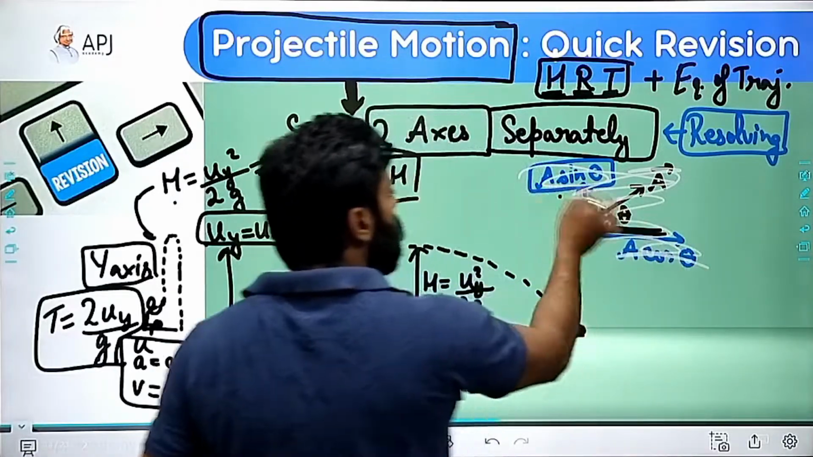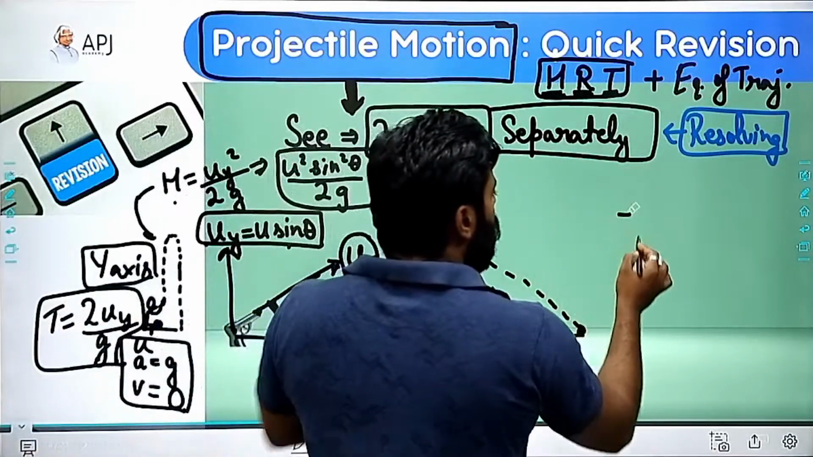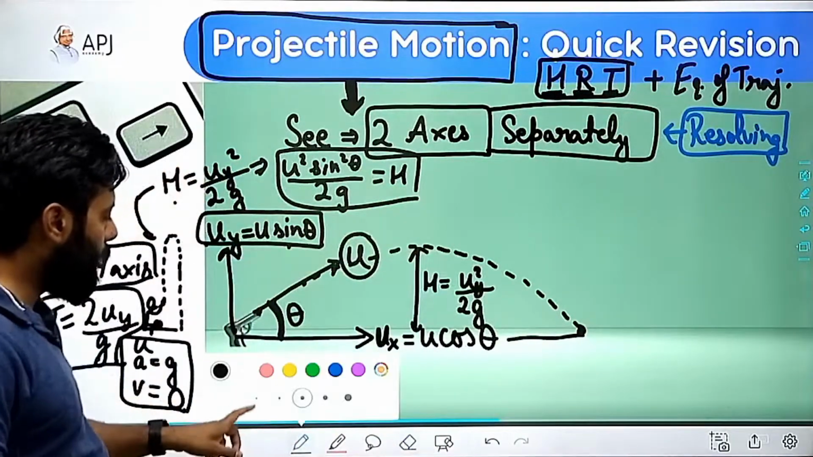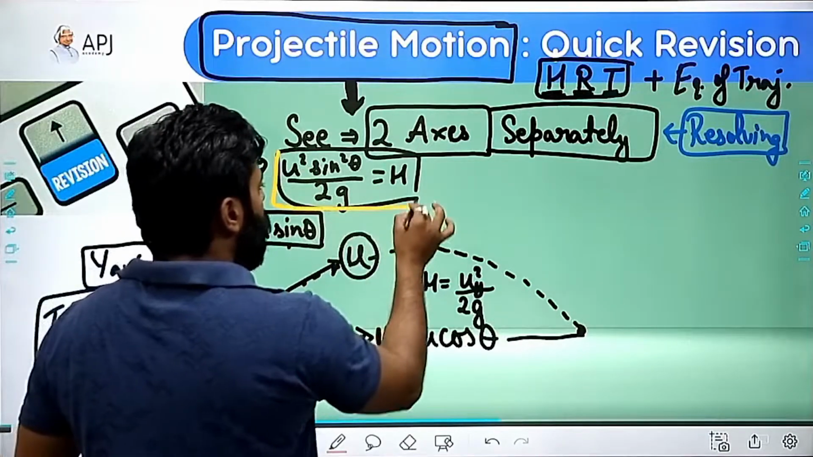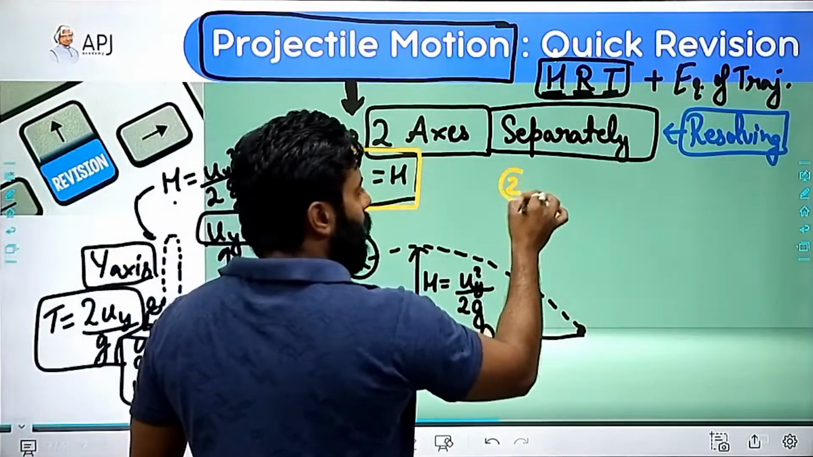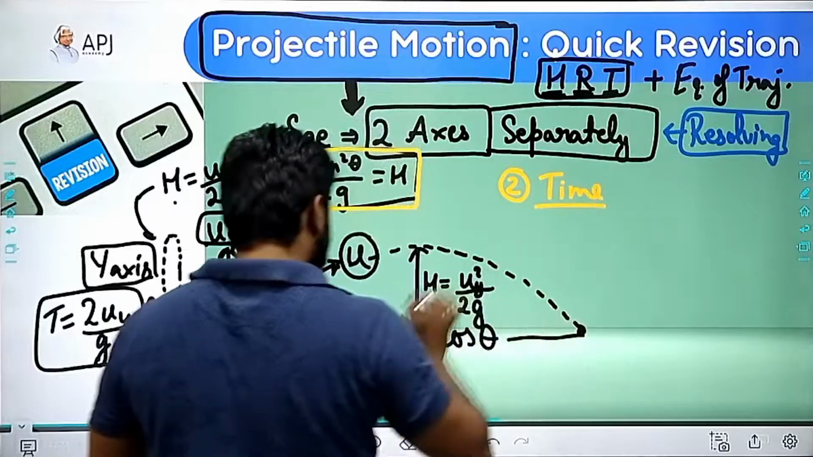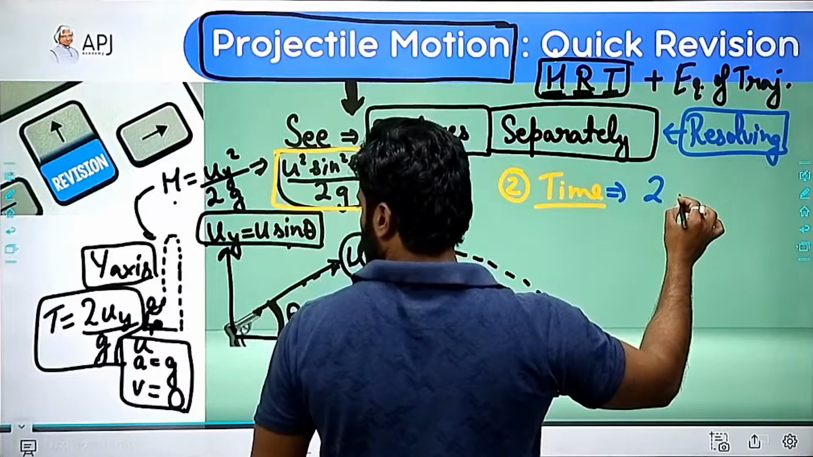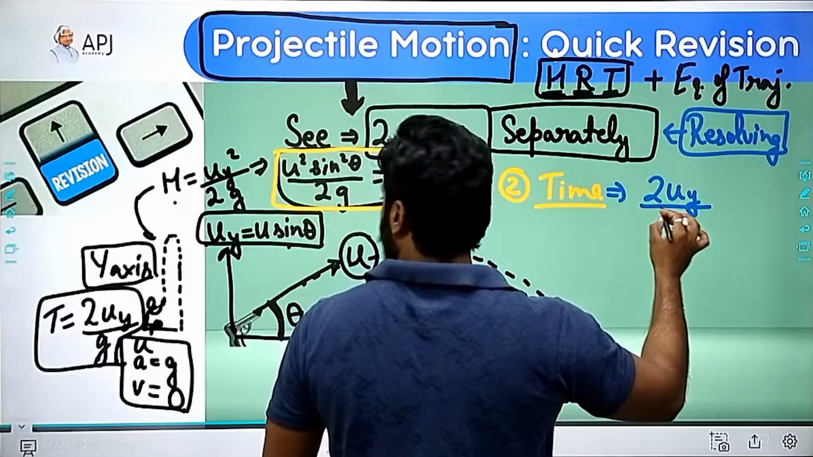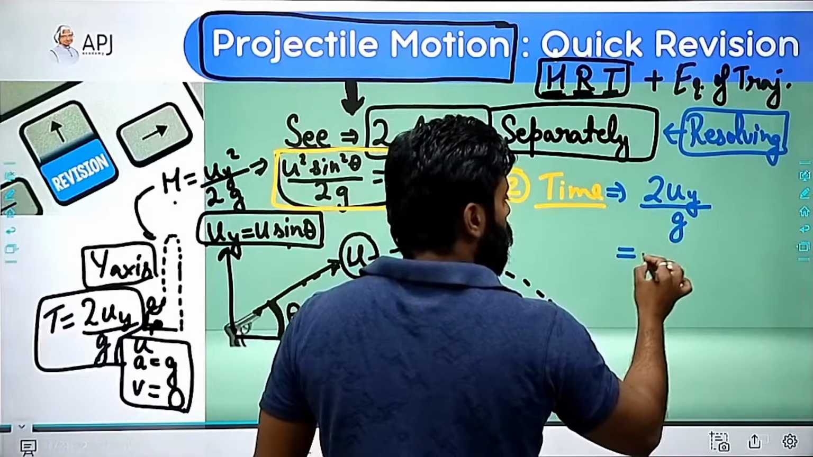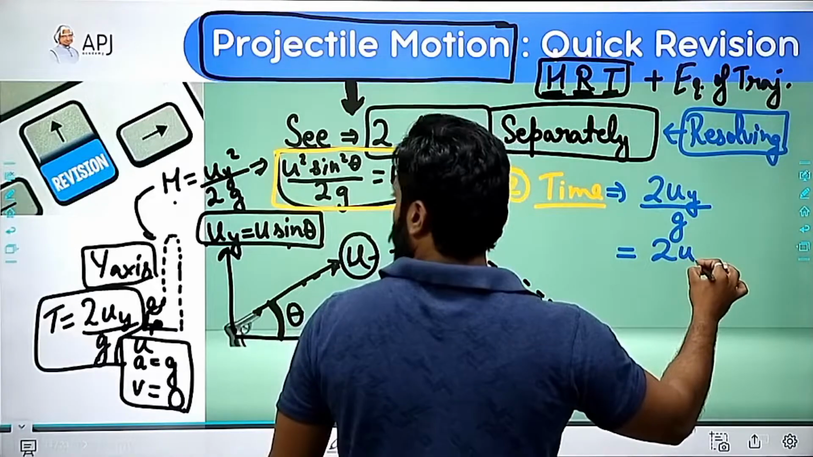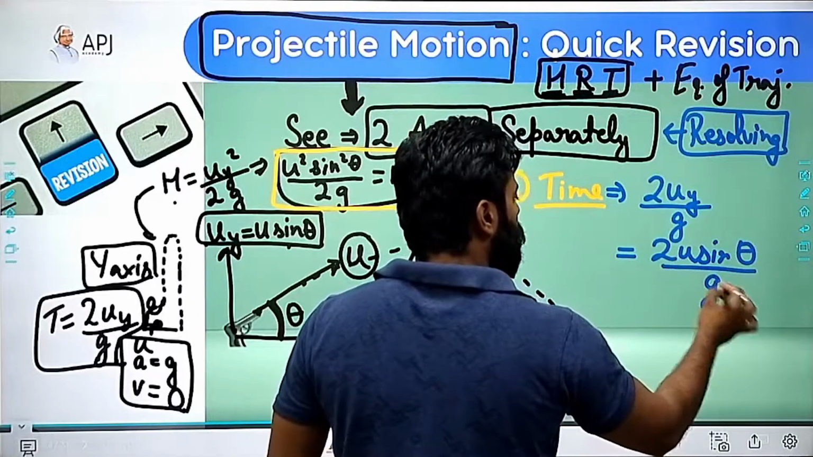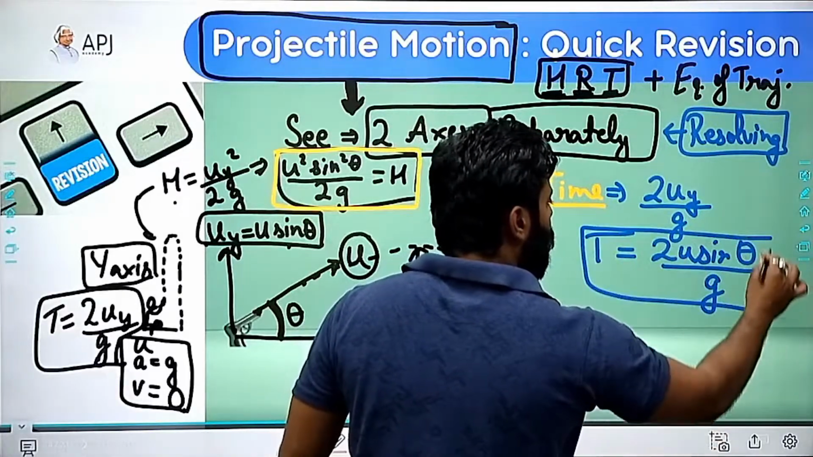I'm telling you that these are the only four parameters I require to solve any numericals related to projectile motion. The second most important factor is time. The time is 2uy by g. The time is 2u sine theta divided by g. This is the total time of flight.